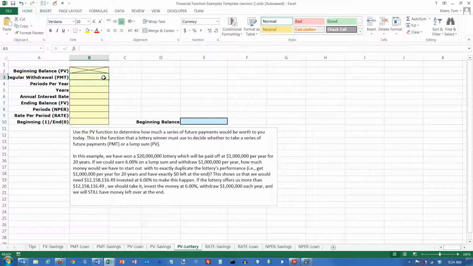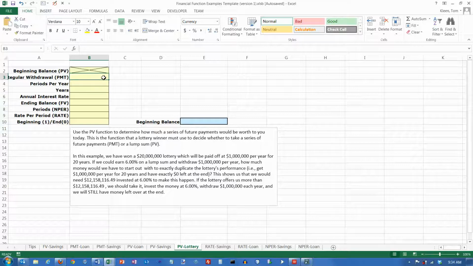So here's what we're trying to figure out. If we took the lump sum and put it in a savings account and earned 6% on it for 20 years, and at the beginning of every year we withdrew $1 million, just like we would if we were taking the other payment choice in the lottery, would we have enough money to withdraw $1 million per year while still earning 6% on that remaining balance?